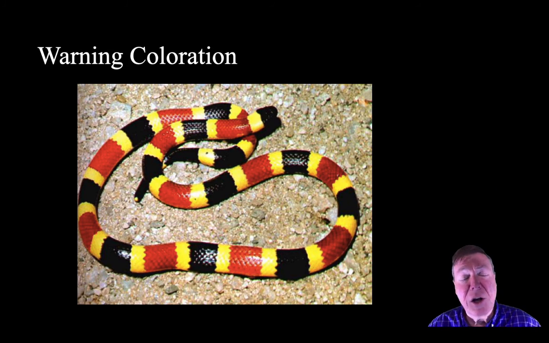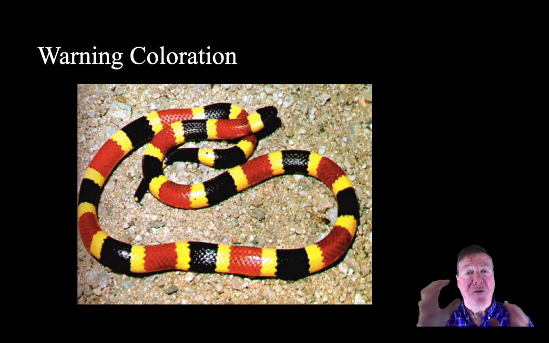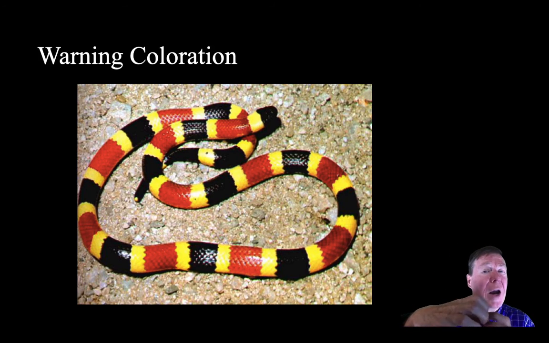Warning coloration. This is a coral snake. Highly venomous. We have them in the United States, mostly in the southern areas, the far east, southeast, eastern states. I don't think there are any in California. And it does not have fangs like a rattlesnake. It has regular teeth like a normal snake, which face backwards. That way, when it grabs its prey, they don't escape.